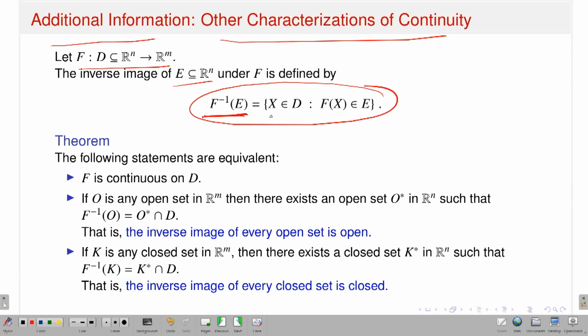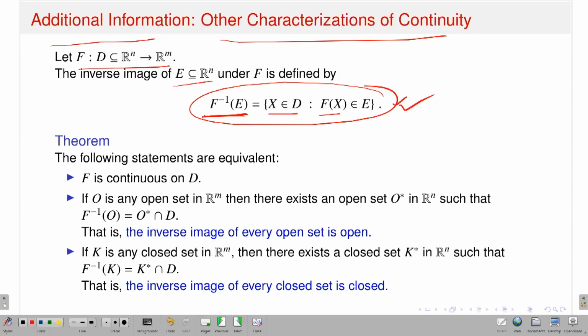I am defining that it is the set of all points in the domain such that whenever capital F acting on x, it should be an element in E. So that means I am starting with a set E subset of Rn. I am defining a set capital F inverse of E, which is called inverse image of that set. That means it is the set of all those points in the domain whenever capital F acting on x, it should be an element in E. That's how this is called inverse image. Once I have that kind of notion of this set, then the following statements are equivalent.